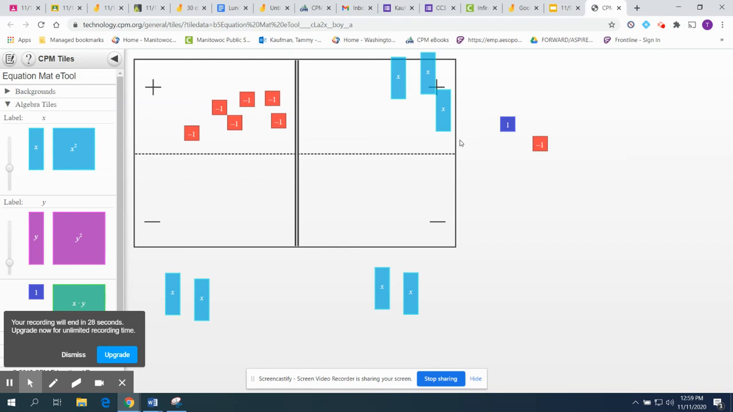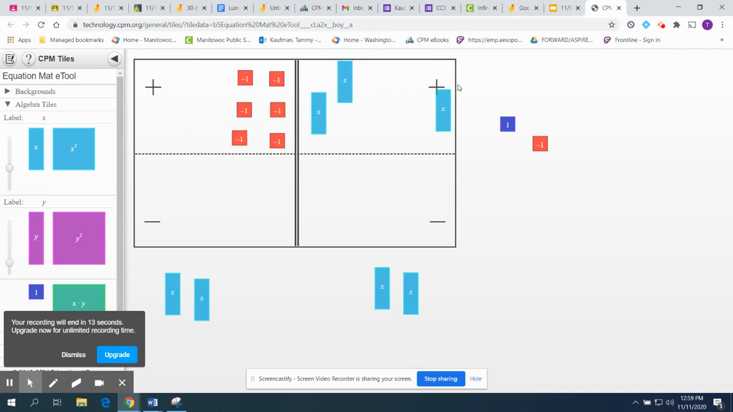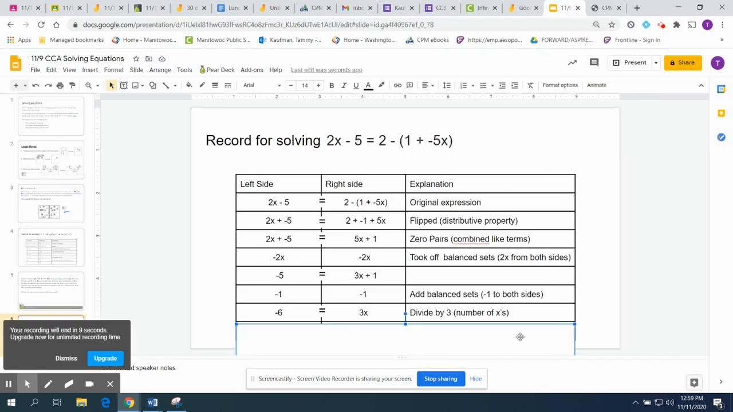Now that I've isolated the variable, I want to know what each one of these x's is worth. So there's 3 x's, and I'm going to divide all my unit tiles into 3 groups. So each x would then be worth negative 2. So my solution to this equation is that x is equal to negative 2.